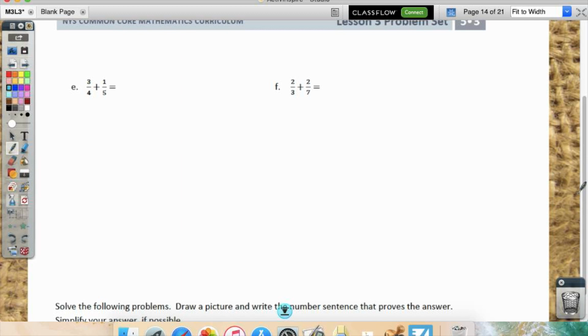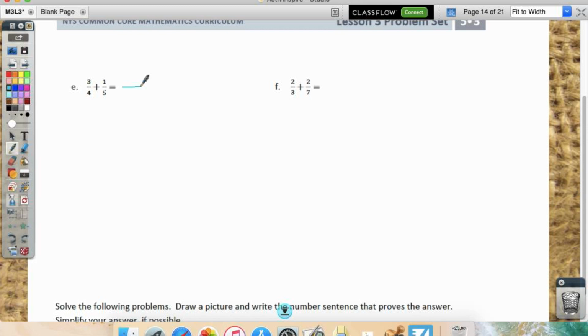Now be careful, make sure you're on the back of the problem set. Someone else got on the back of the homework by accident earlier today. So make sure the problem is 3/4 plus 1/5. Okay? How's this one different?